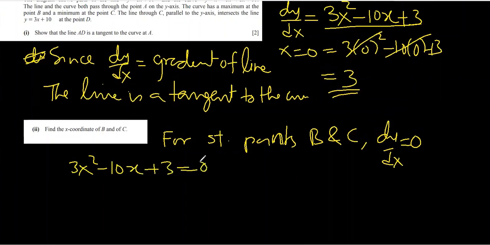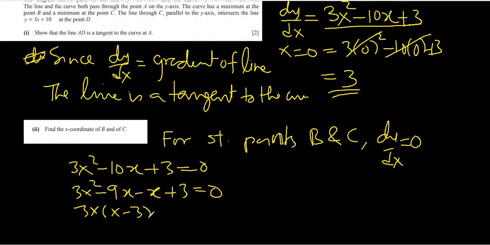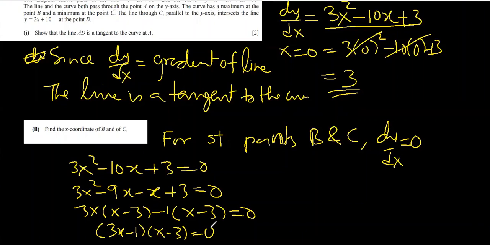And this is a quadratic equation. It will give us 2 x values, and they will be the x coordinates of each point. So let me factor this so that we get the values of x. So 3x squared will be 3x times x, and minus 3 and minus 1. So one of them is 3x minus 1. The other one is x minus 3 equal to 0.